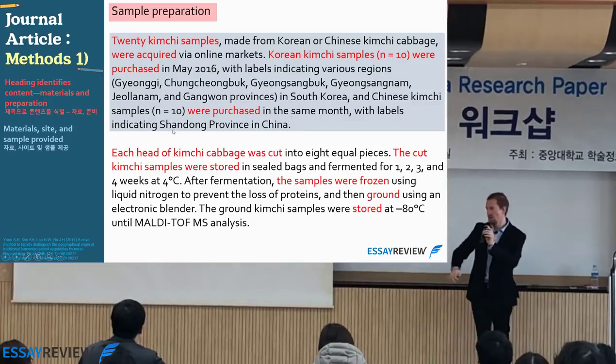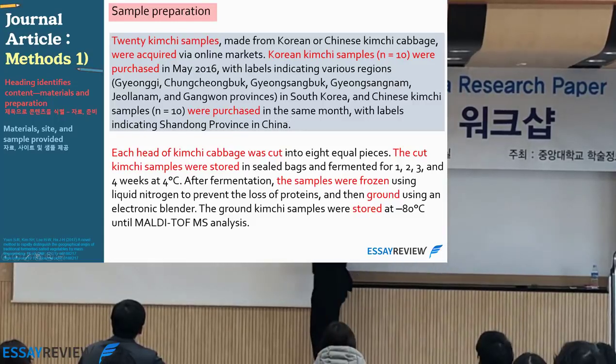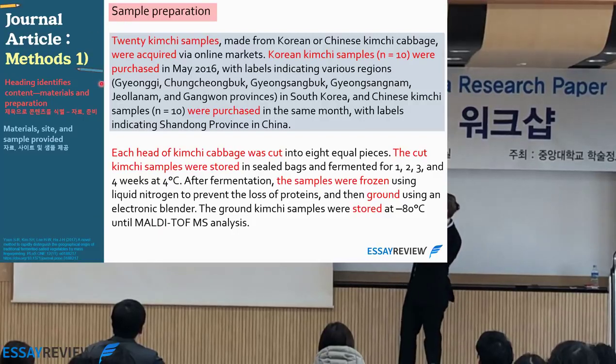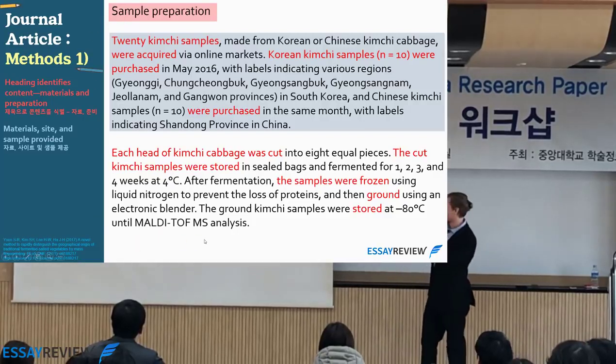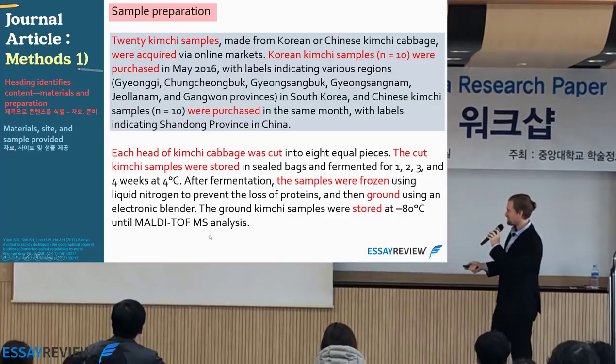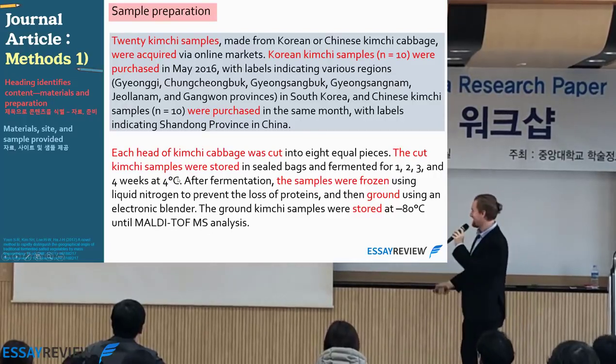Before we go on, these were all one sentence or one paragraph. I've separated them so you can see the different parts. But this is all one sentence. I just separated them. Sorry about my Korean.